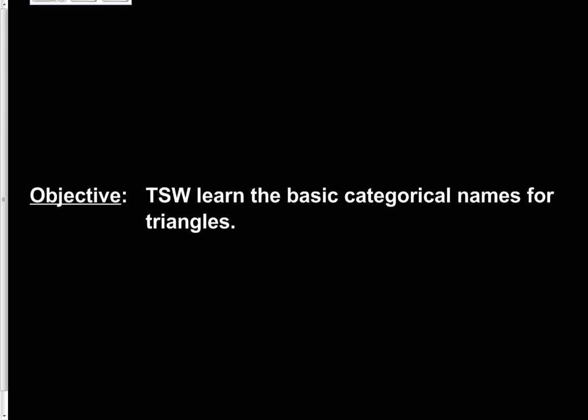Okay, our objective for today is the student will learn the basic categorical names for triangles. These should be largely review, if not entirely review for you, so this should go pretty quickly. Again, copy your objective, and the date will be Tuesday, October the 29th. Press pause anytime you need more time, and then hit play when you're ready to move on.